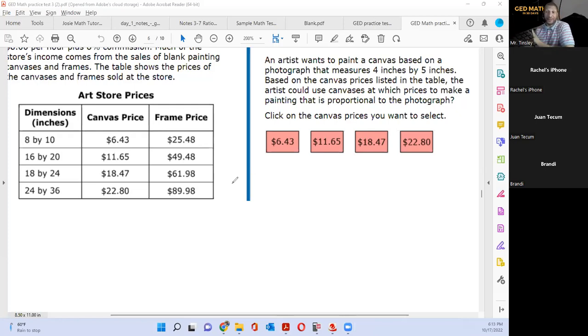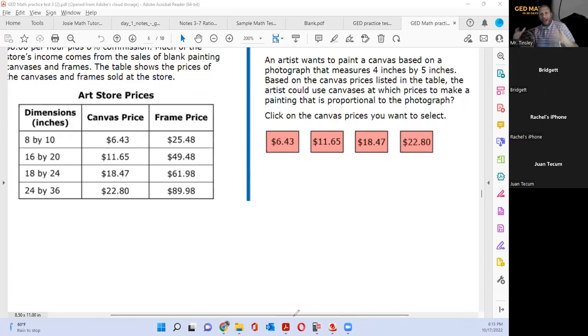Because when I read this, if I'm a student, I'm like, what are they talking about? Would you take 4 times 5 is 20 inches? So we know that's the area, right? Nope. Not at all. It has nothing to do with area. So what's the key word in this paragraph?